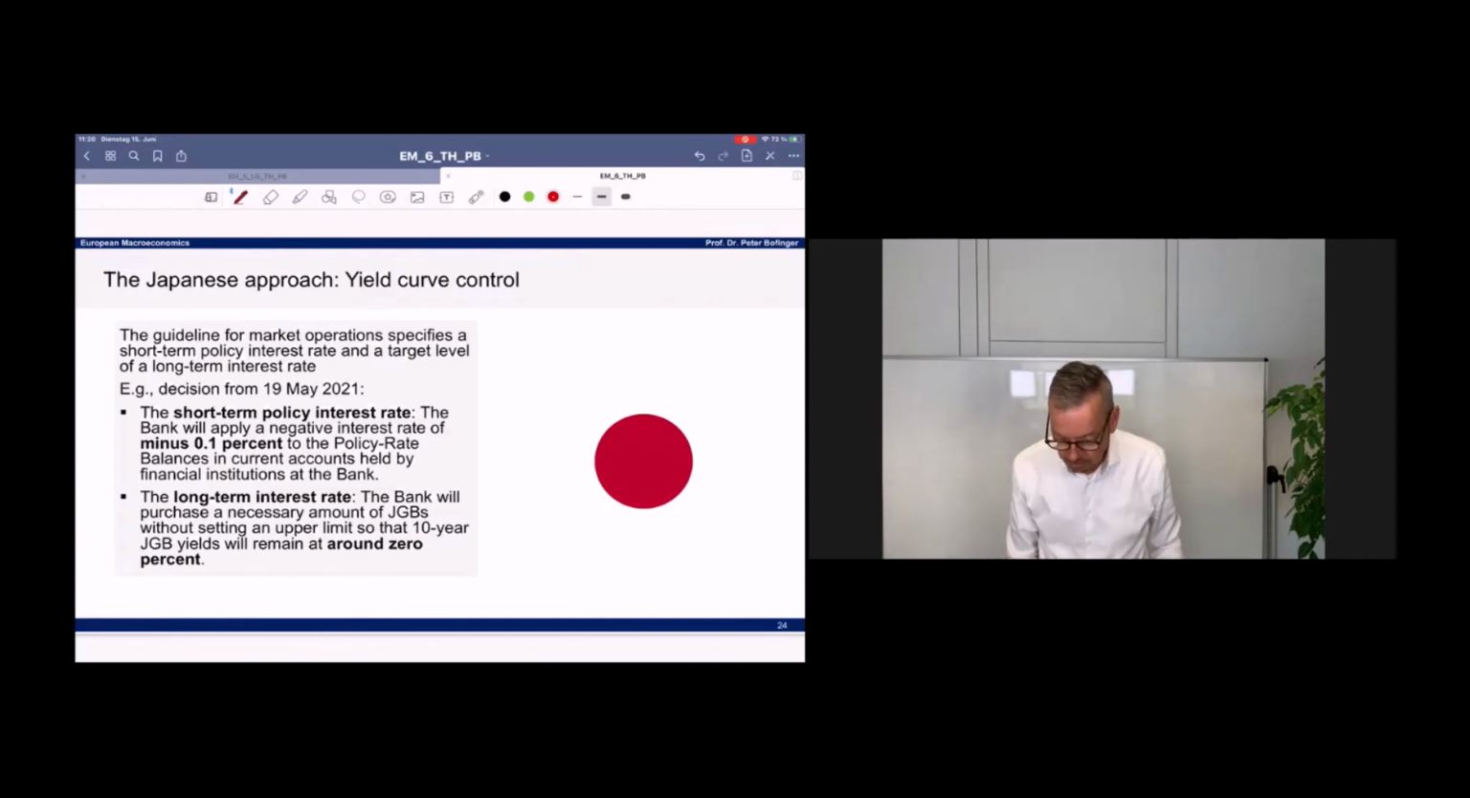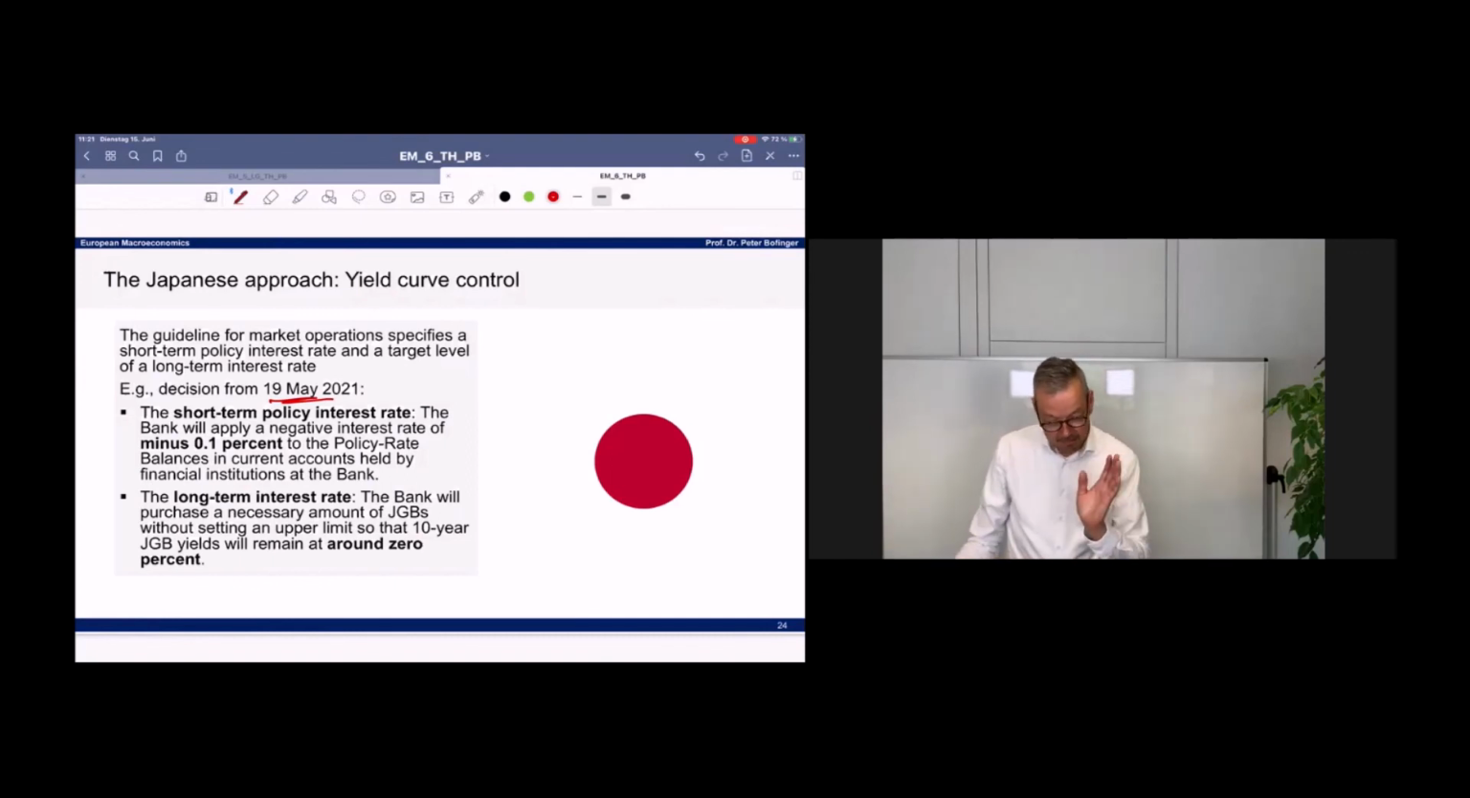So this is a decision from May 2021. And they say, okay, short-term interest rate, the bank will apply a negative interest rate of minus 0.1% to the policy rate balances in current accounts held by financial institutions at the bank. So this is a kind of deposit rate. So this is what the ECB also does.